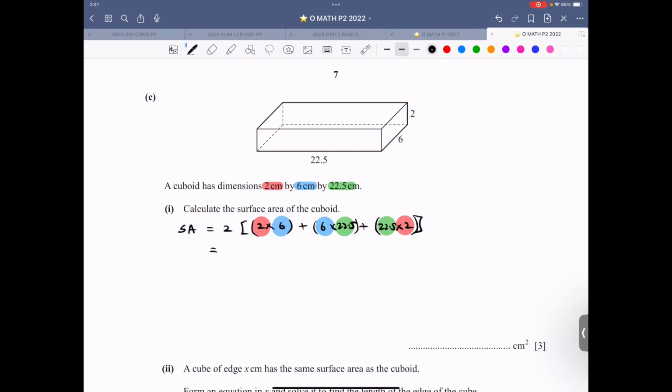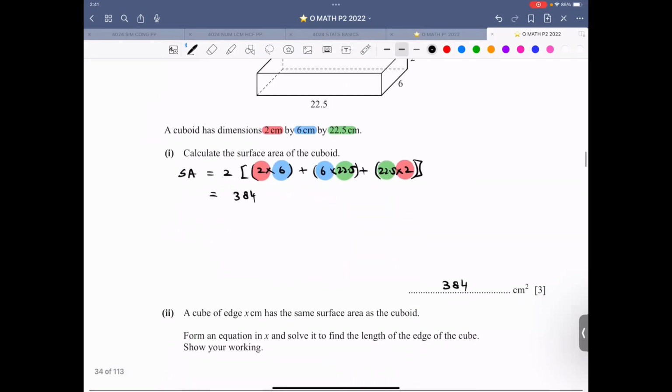And naturally, you use a calculator. And this answer comes out to be 384. So 384 centimeters square. This is a 3D shape.